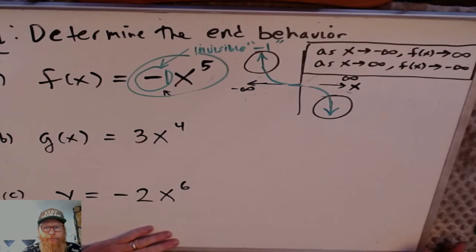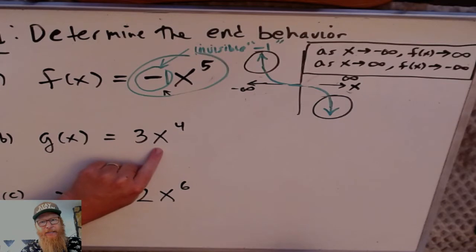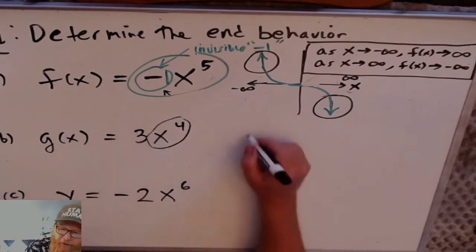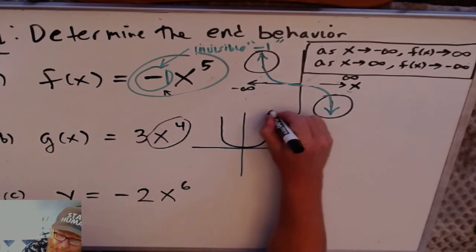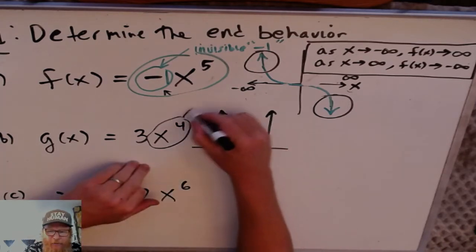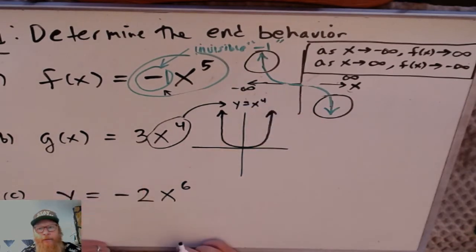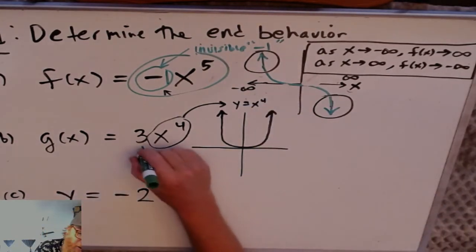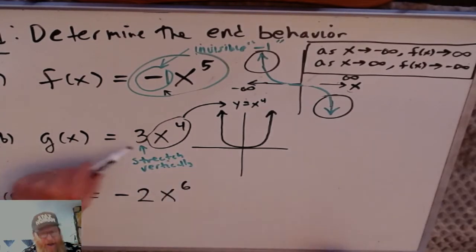Okay. So we got 3 times x to the 4th. Let's just look at the mother function x to the 4th, which we already did. So this would just be x to the 4th. All right. And then we're going to scale or stretch vertically by a factor of 3.